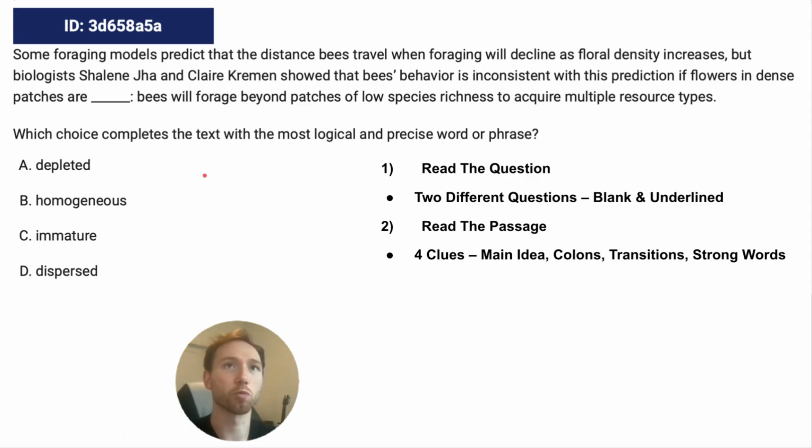Some foraging models predict that the distance bees travel when foraging will decline as floral density increases. Okay, so we have a strong word, decline. And we have a nice transition here, but. So it's a disagreeing transition again, meaning that what comes after but is going to disagree with the idea that came before it. But biologists Shalaja and Claire showed that bees' behavior is inconsistent with this prediction. So a strong word, inconsistent, so it doesn't match the prediction.